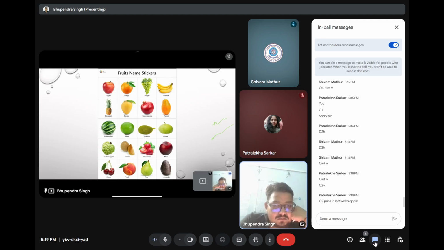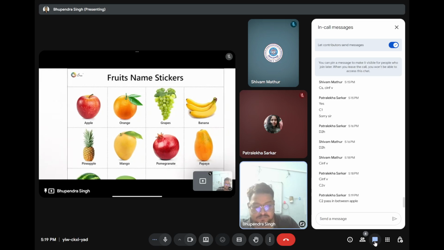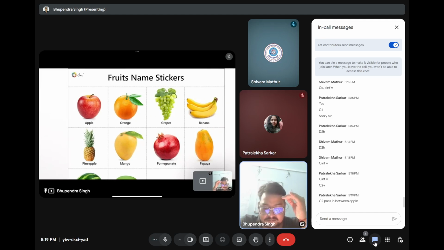C2 passes in between the apple. I think you're not getting it. The point group. No, no, this you have to tell because this is simple. See, I'm zooming in, zooming in. So look closely.